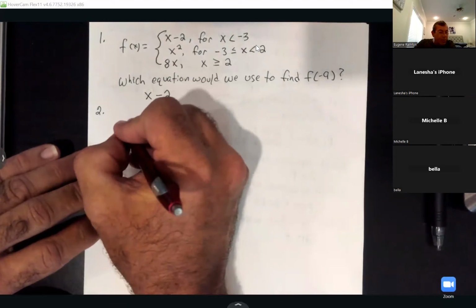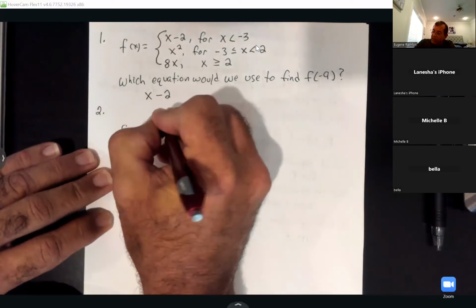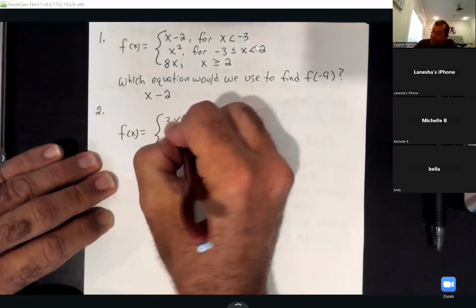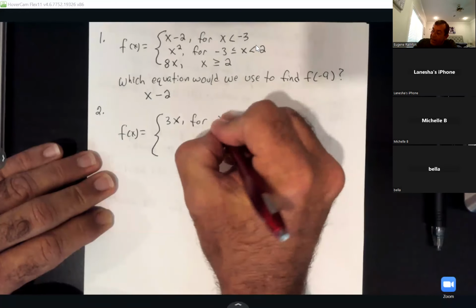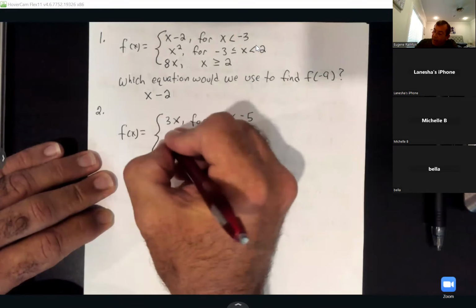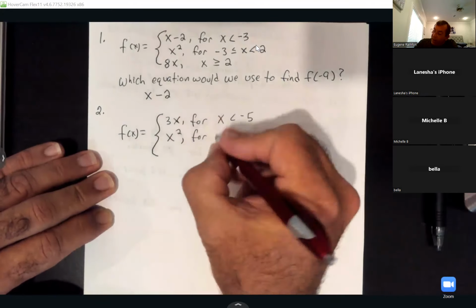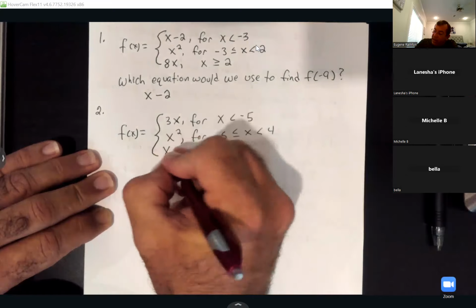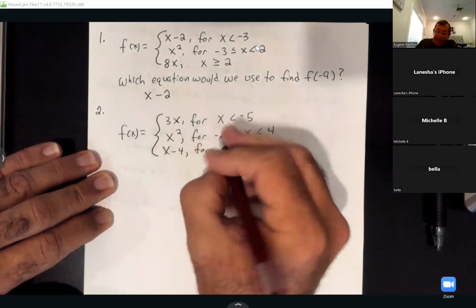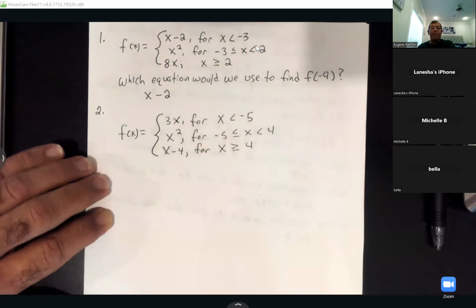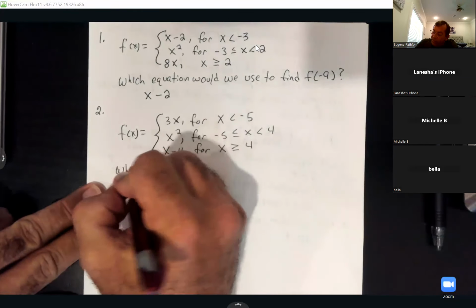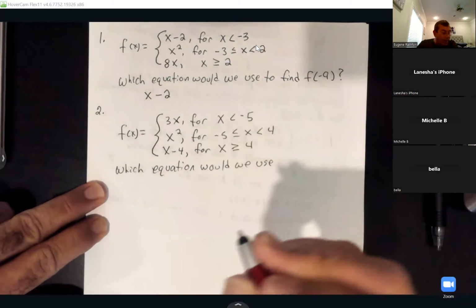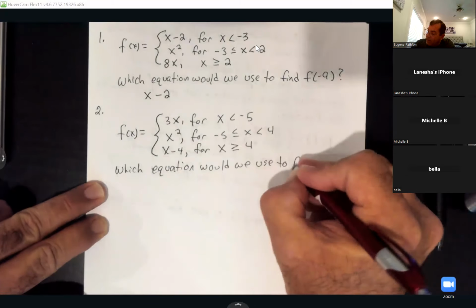All right, y'all, let's try this one. So this one has 3 equations also. It's going to equal 3x for any x less than -5. It's going to equal x squared for -5 less than or equal to x less than 4. And then it's going to equal x minus 4 for any x's greater than or equal to 4. So they want to know which equation would we use to find f of 10.